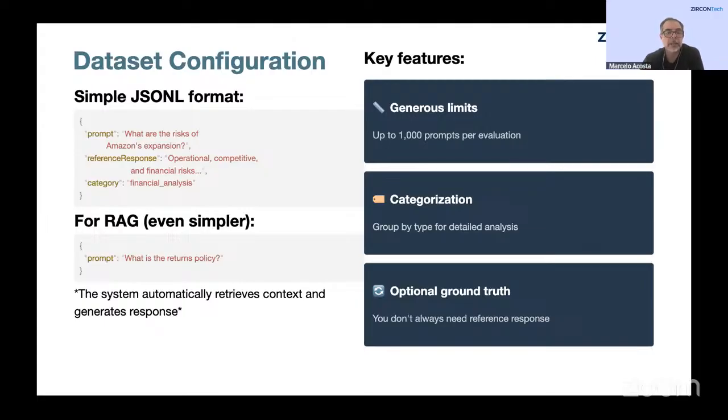And for RAG it's even simpler. You'll only need the prompt. The system automatically retrieves relevant context, generates the response, and evaluates both the retrieval and the generation. An important feature that you need to be aware of is that you can evaluate up to 1,000 prompts in a single run. And the categorization lets you see what types of questions work best.